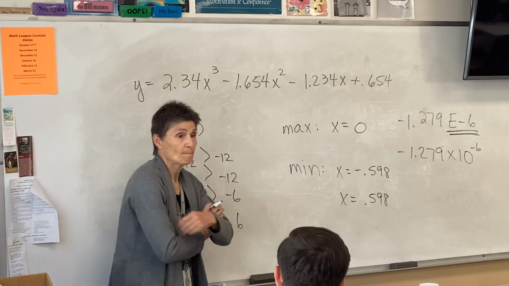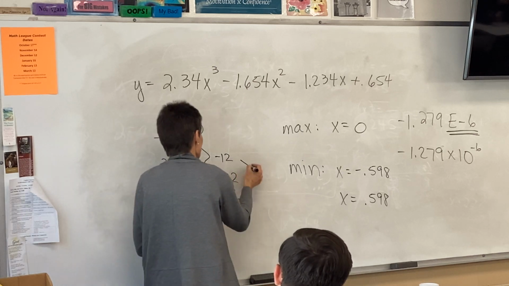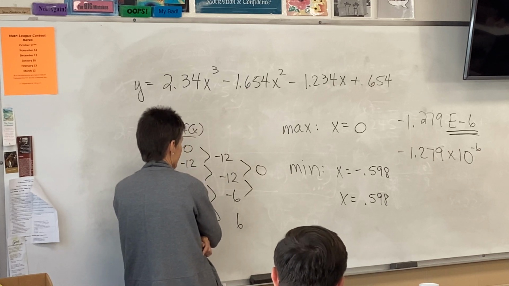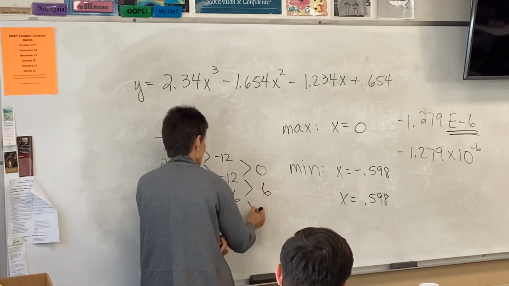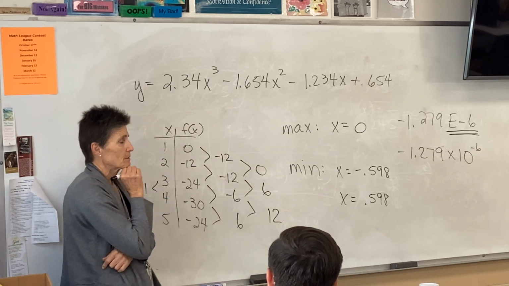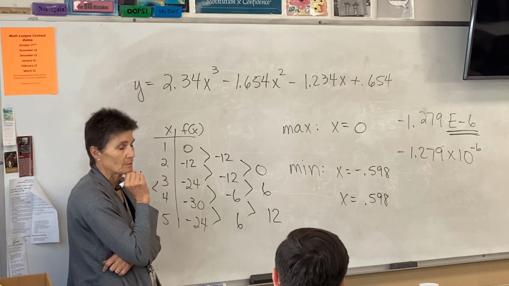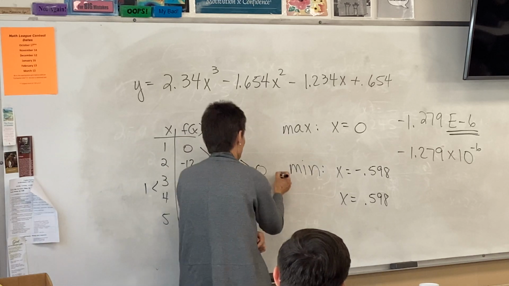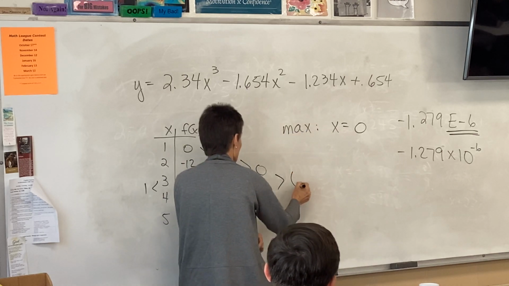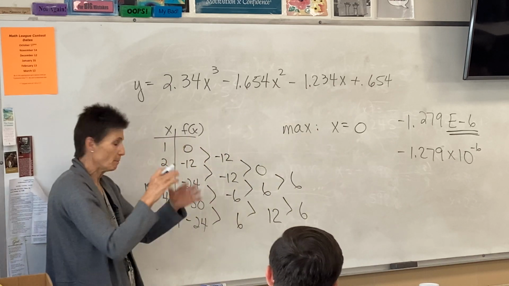Where do you want to go from here? Keep finding the difference. All right, so what's the difference here? 0. And this one is positive 6, and this one is positive 12. You want to do one more? Okay. I'm not sure what I'm doing here. I'm just doing what you're telling me. So did I get those right? Okay, so tell me, what does this tell me?